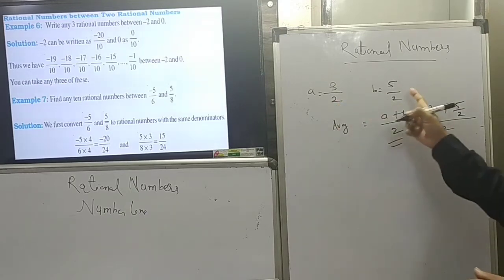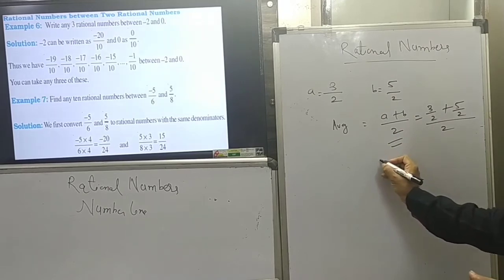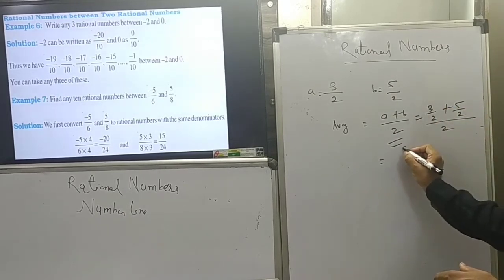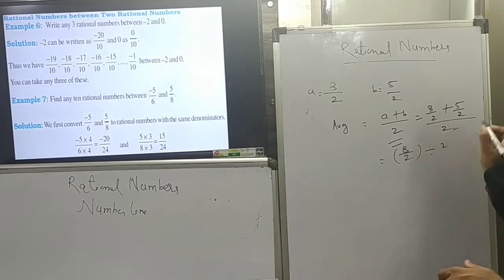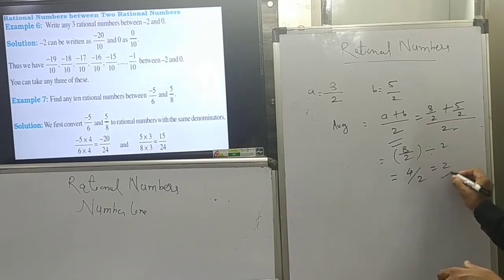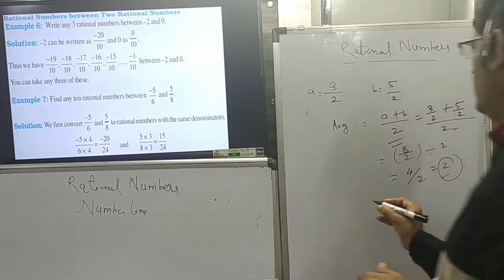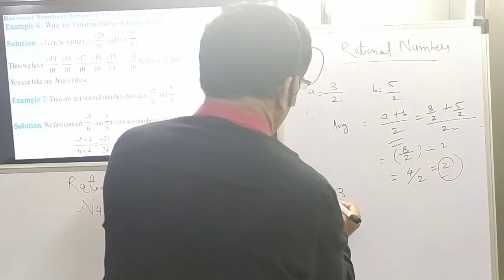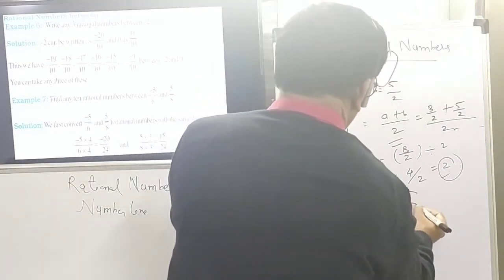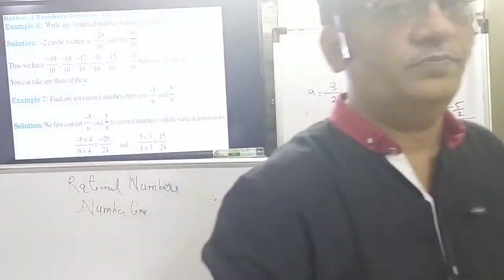Now 3 by 2 and 5 by 2 are like rational numbers, so addition is very simple. 3 plus 5 is equal to 8. 8 by 2, and it is divided by this 2. 8 by 2 is equal to 4, and 4 divided by 2 is equal to 2. It means that 2 lies exactly in between 3 by 2 and 5 by 2.